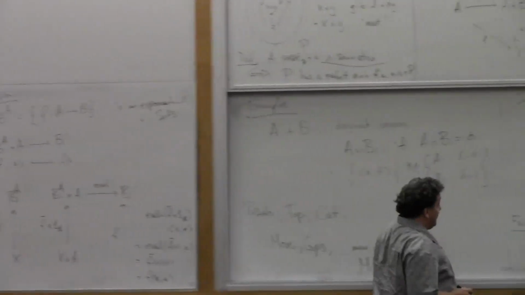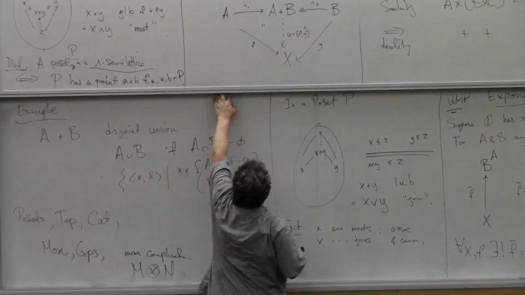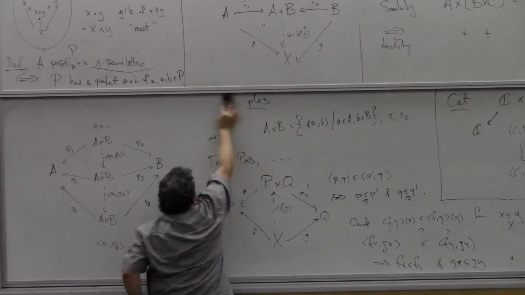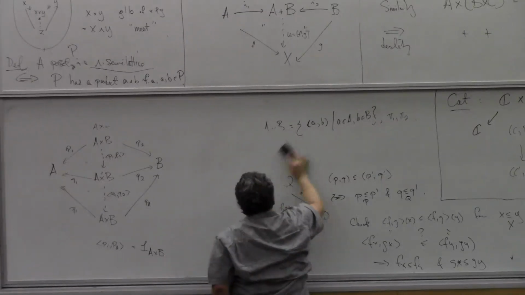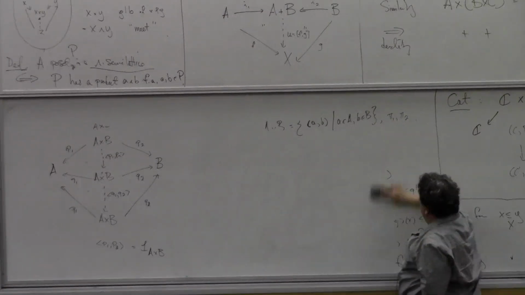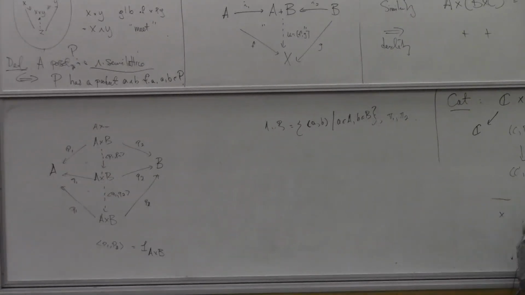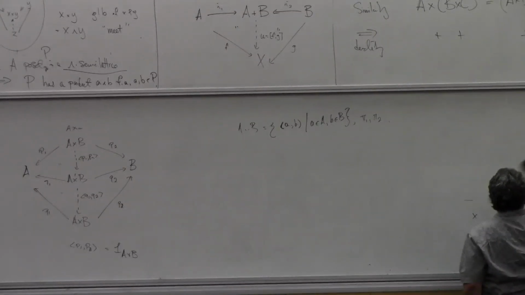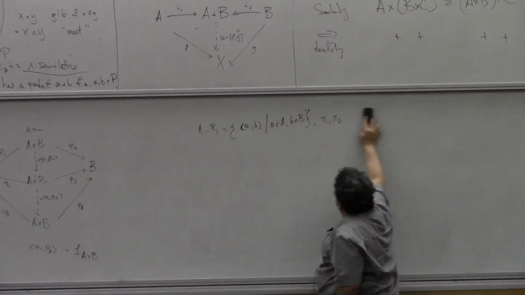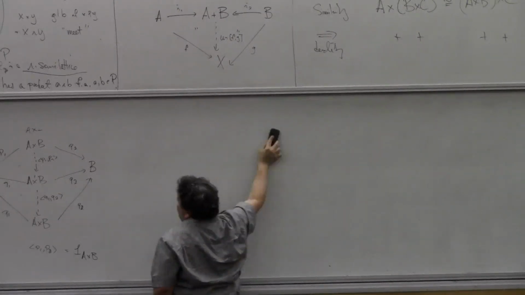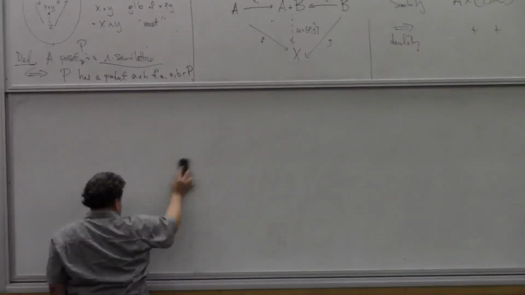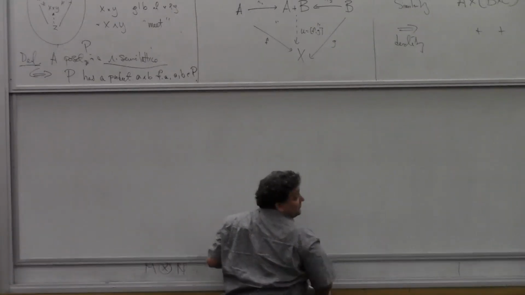So let's look at some other examples. In the category of posets, it's easy to see, just the way that I did for products, that we can also make exponentials by equipping the function space, by restricting the function space and then equipping it with the right kind of structure. So let's just do that quickly.